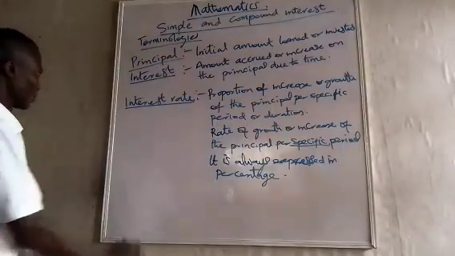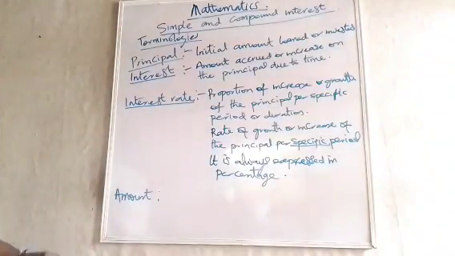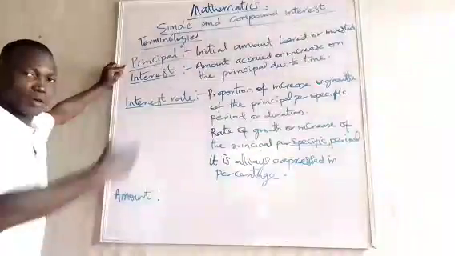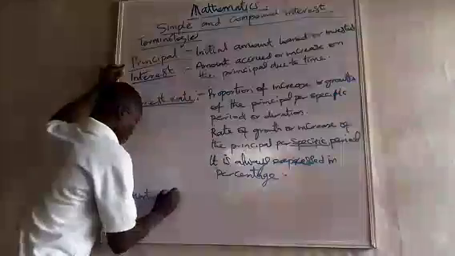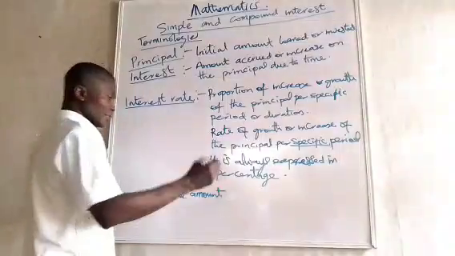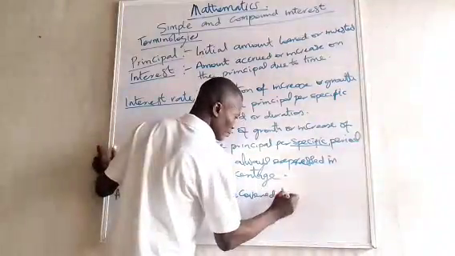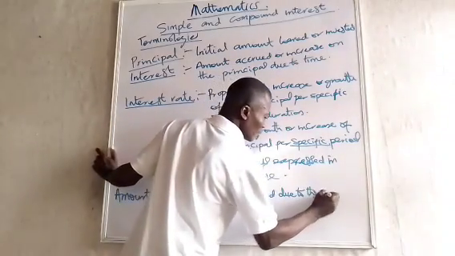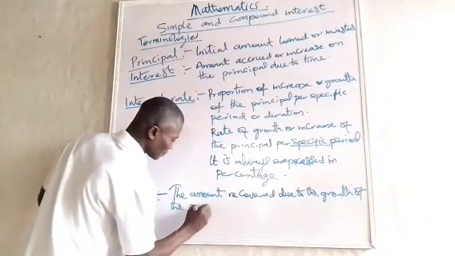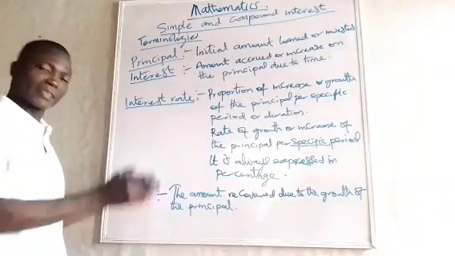The next thing now is the amount. In simple terms, amount will be the total that the principal will become after a certain duration. Amount recouped, recovered due to the growth of principal. That is the whole thing. No amount is left behind.